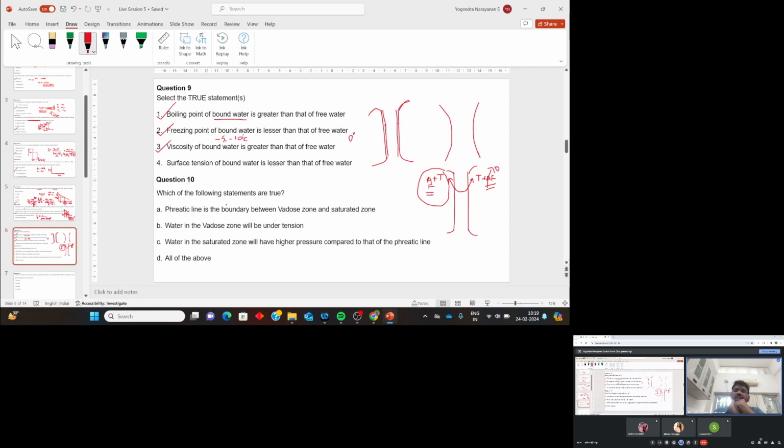Then moving to question 10, which of the following statements are true? A: Phreatic line is the boundary between vadose zone and saturated zone. B: Water in the vadose zone will be under tension. C: Water in the saturated zone will have higher pressure compared to that of the phreatic line. Option D, all of the above.